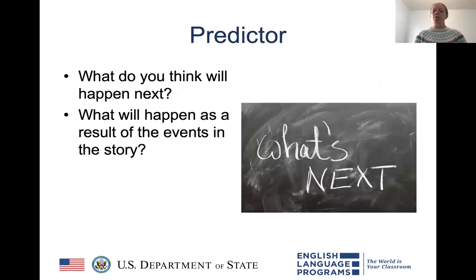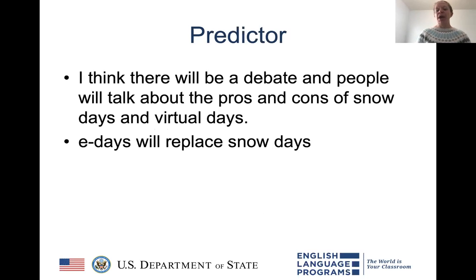My next role is the role of predictor. My predictor needs to ask what will happen next, or what will happen as a result of the story. In the case of Snowed Out, based on just the first 2 paragraphs of the article, I think the rest of the article will be a debate, and people will talk about some of the pros and cons of snow days and virtual days. As a bigger prediction, I think the rule in Ohio will probably stay. I think that e-days and virtual learning will become more commonplace and more popular in the future.